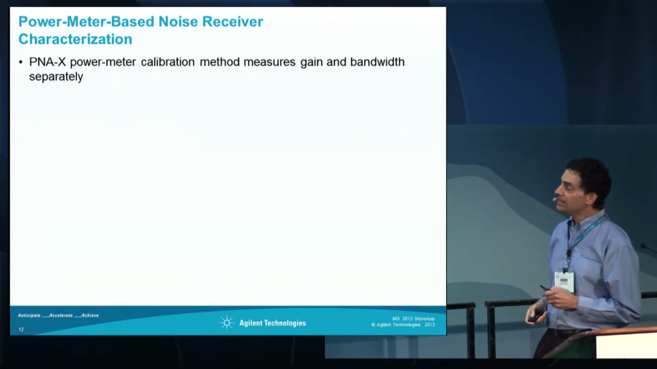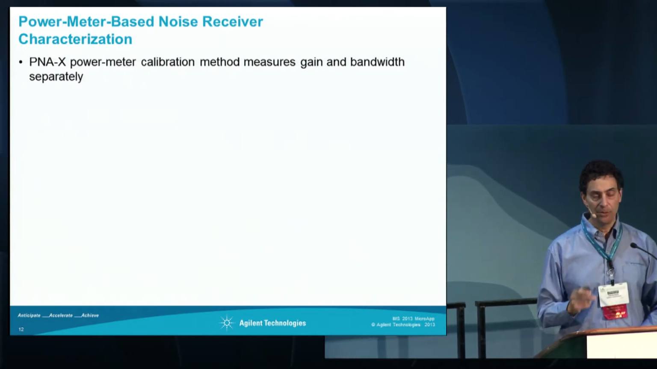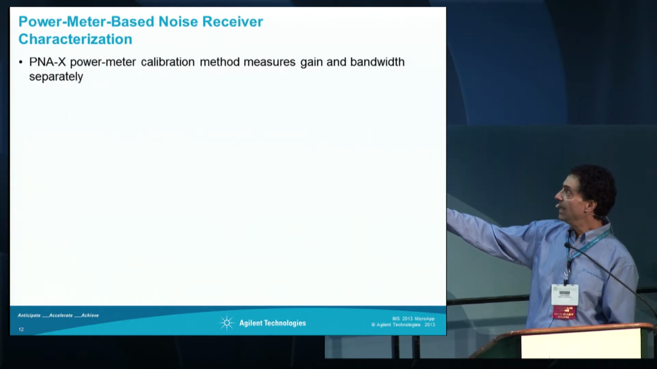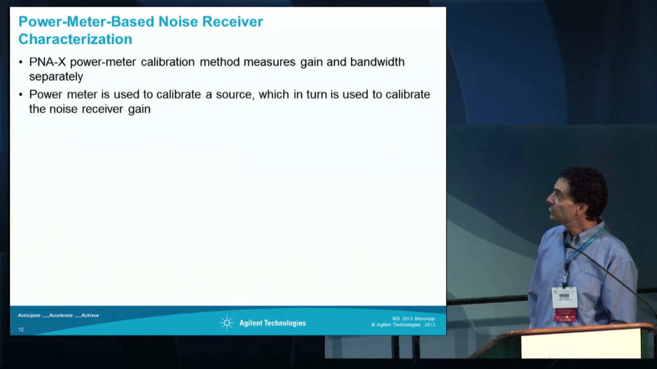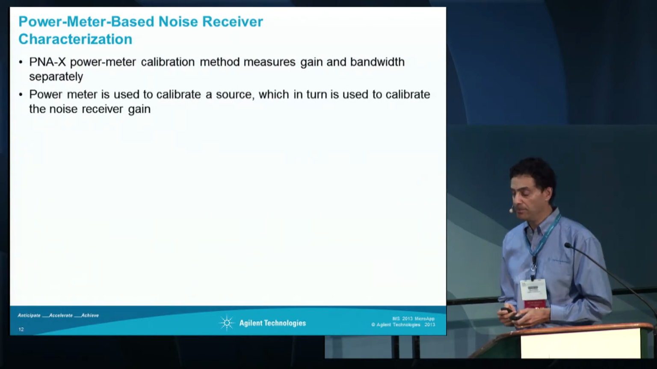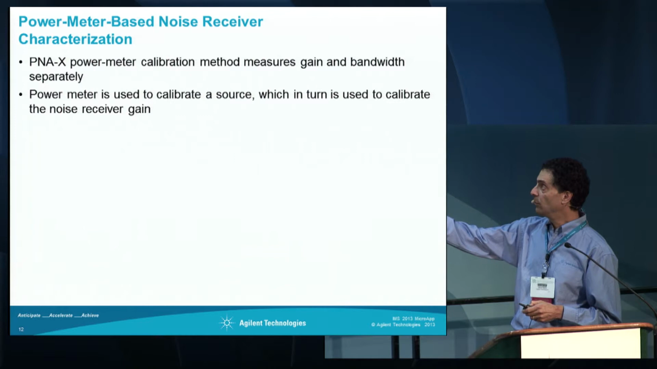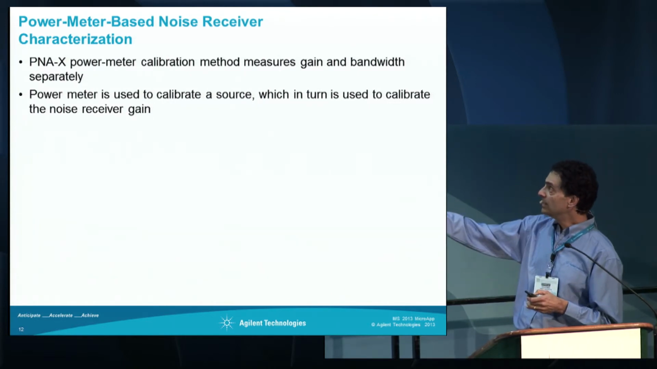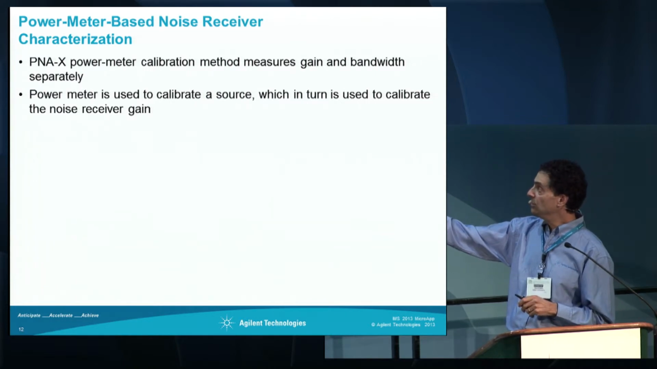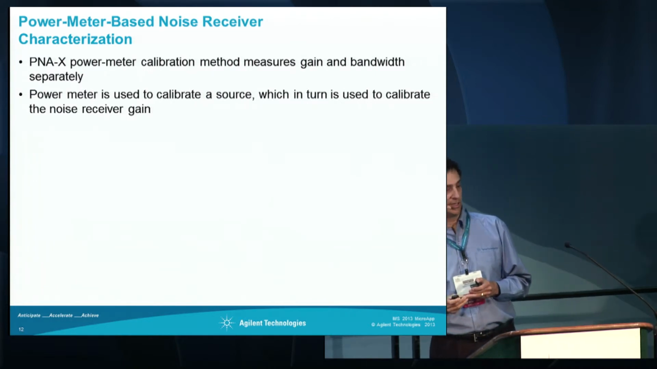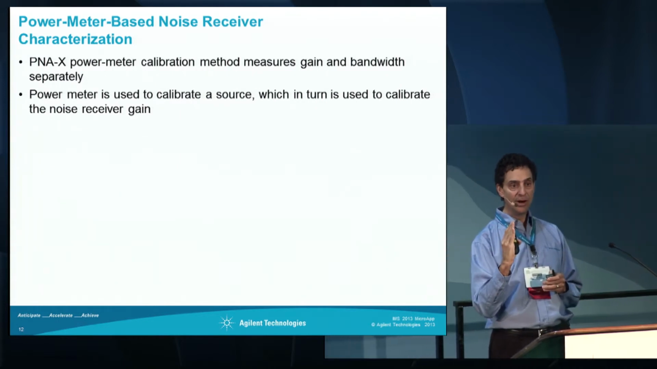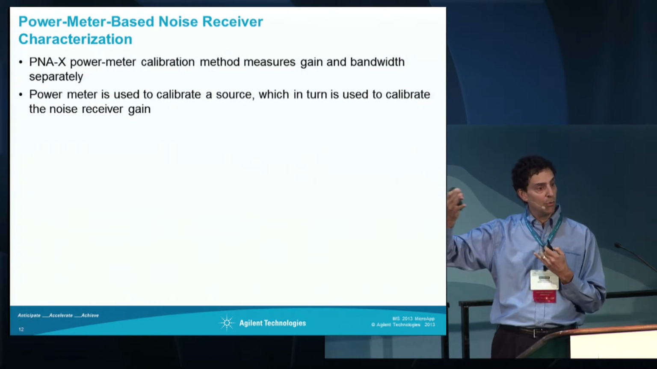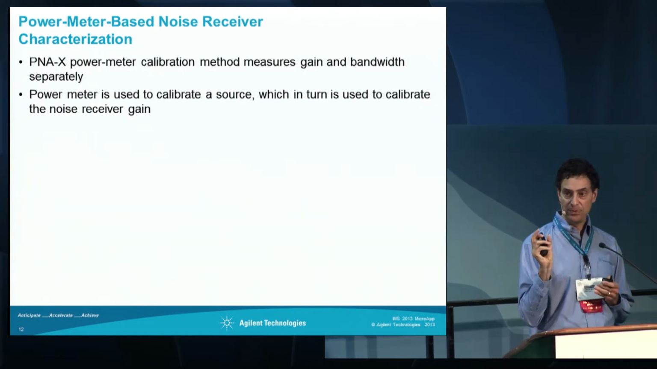Now the PNA-X has a new power meter-based calibration method where we actually separately measure the gain of our noise receiver and the bandwidth. The way it works is that you take a power meter and you calibrate one of the RF sources inside the network analyzer, and then we can take a calibrated source and use it to calibrate the gain of the noise receiver. If we put in a known power and see what the noise receiver reports as the measured power, we know what the gain is. And so that gives us the gain piece.